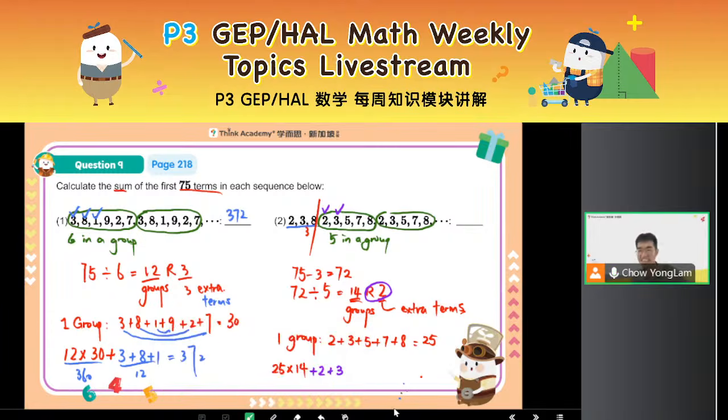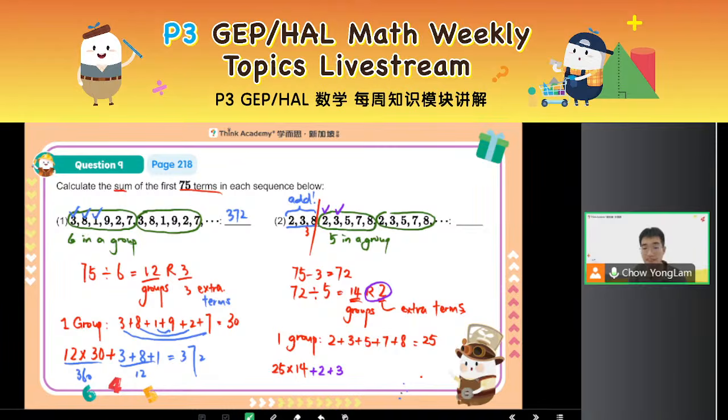What did I miss out? It feels like I'm missing something else. I want the first 75 terms. Are all of them in the group? No, the distractors in front, even though they are not in repeating groups, they are part of the first 75 terms. So I need to add them in as well.